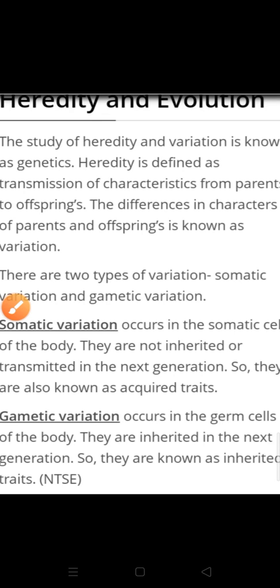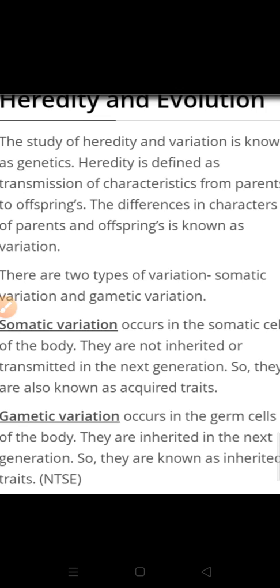It's of heredity and evolution. As you know, the evolution part is deleted from your syllabus, so we will discuss heredity and laws, Mendel's laws and all in this part. Okay, so what is heredity? First of all, we have to understand it.